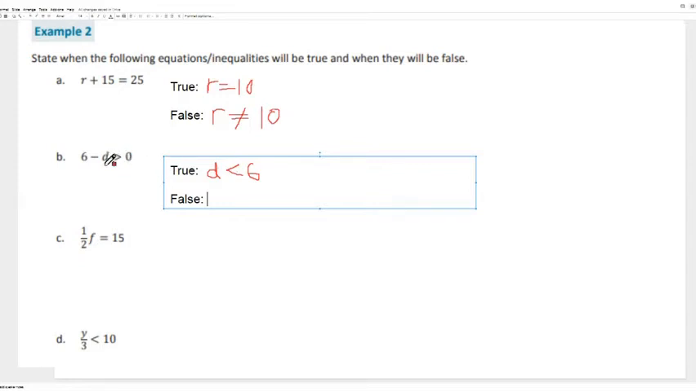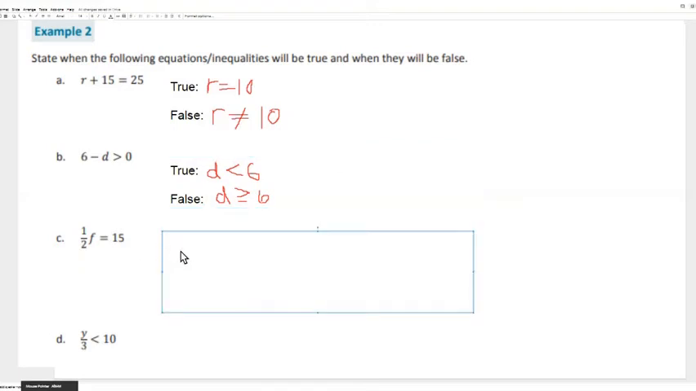It can be 5, it can be 4, it can be 3, it can be 2, and it could be 0. The opposite is up here. If d is anything greater than or equal to 6, then the statement would not be true. As you see, I use the opposite inequality, but I also use the equal sign, because if it's 6, it's still not true.